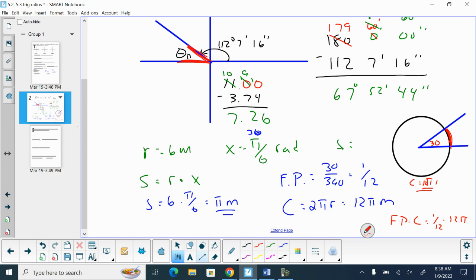Once again, either way is correct. Whatever you see, you do. If you want to remember arc length is equal to the radius times the number of radians, that is fine. If you want to deal with fractional part times the circumference, that is fine. My mental aspect goes to this a little bit more, but that's just me. Other questions?